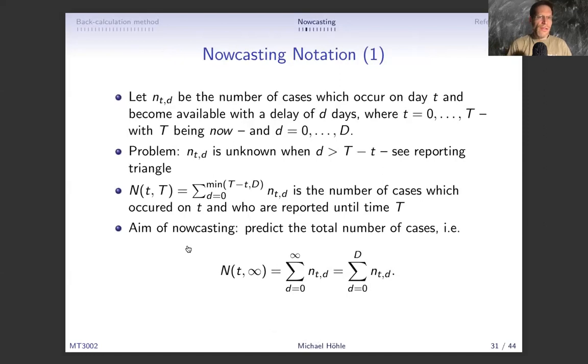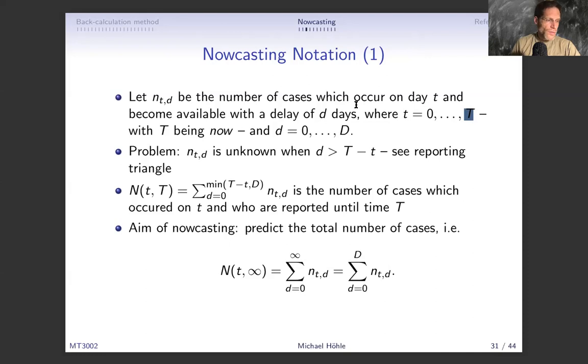So introducing some notation, let's say that N_{t,d} here is the number of observations which occurs on day t, but only becomes available in the central registry, or the registry we are using for our analysis, with a delay of d days. We will assume that d is discrete, so it's 0, 1, 2, 3, 4, and for convenience we will say there's a maximum delay, and we will call that capital D. And t, the calendar time, is running from t0 until capital T, where capital T is the most current time point. So that's what we call now.